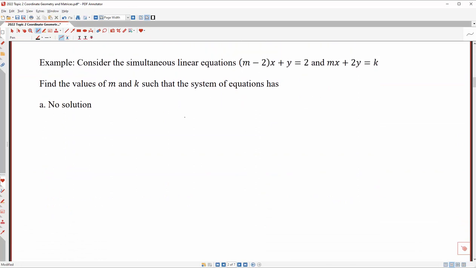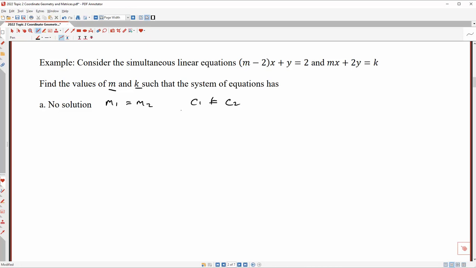Okay, so let's try that out. Consider the simultaneous linear equations, and we want to find the values of m and k such that the system of equations has no solution. So no solution means m1 equals m2, the same gradients, and c1 can't be the same as c2. What we want is lines that run parallel to each other.